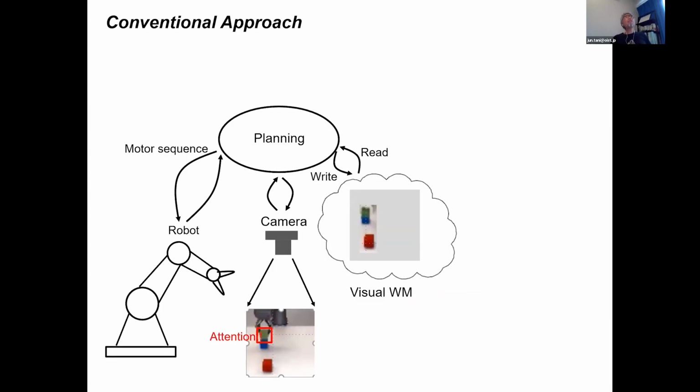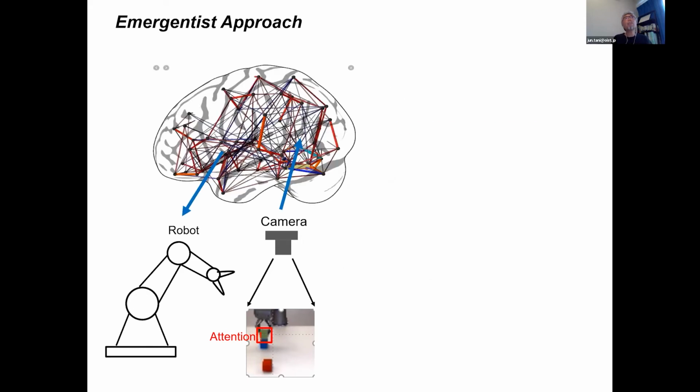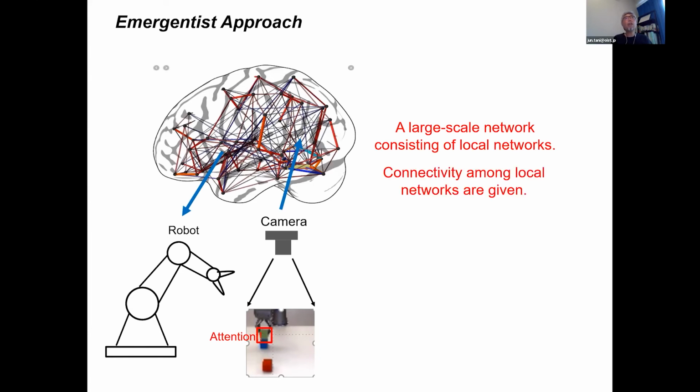The conventional approach is that robotics people build up the planning part, the vision part, and I don't know how much they use visual working memory, but the visual working memory module and the attention module are nicely written as programs, partially trained, and integrated. But rather, my approach is that we consider a large-scale network consisting of local networks, and we provide connectivity among the local networks. That's pre-given.